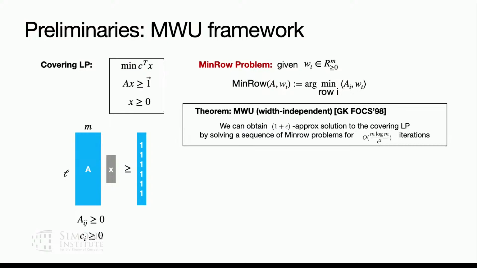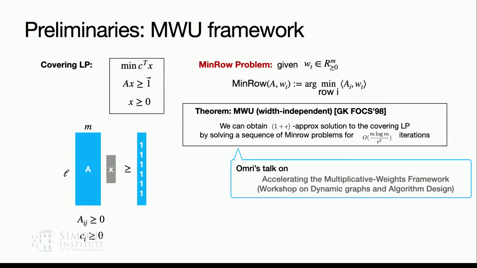Now, the proof itself is also not very difficult. I also highly recommend you check Omri's talk at the dynamic graph workshop, which was on the same LP topic, and he provided an elegant one-slide proof of this theorem. But for us today, the goal is only to compute this fast enough. So we will focus on what the min row problem is in our setting, and how fast we can solve it. Any questions on this part? If not, then okay, good.